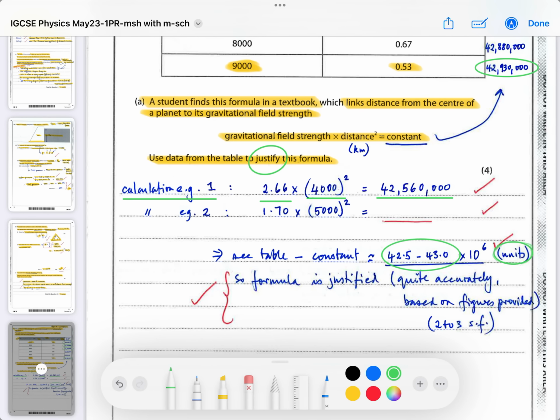It's actually got kilometers in it. If we wanted SI units, we would have had to change it to meters, but it's not worth doing mathematically. So you can then say, because they're all about in the same range, the formula is justified, based on the figures provided. Actually, it's more or less correct to 2 or 3 significant figures. So that's pretty accurate.